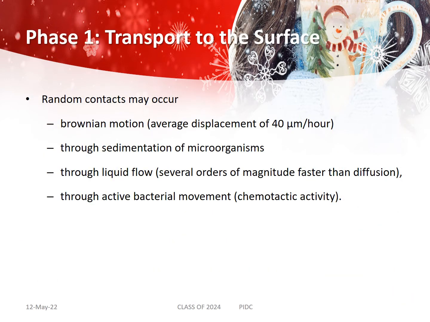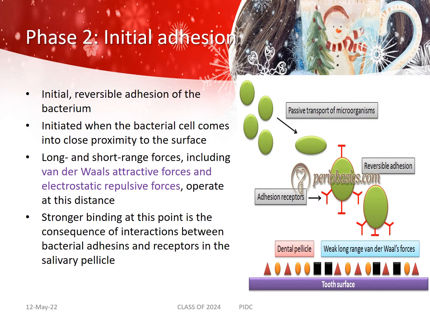First coming on to phase 1, transport to the surface. Bacteria may be attracted to the tooth surface by random contact, which occurs either by Brownian motion, through sedimentation of microorganisms, through liquid flow, or through active bacterial movement or chemotactic activity. Once the microorganism comes near the tooth surface, it has receptors on it. You can see receptors which are either triangular shaped or rectangular shaped.